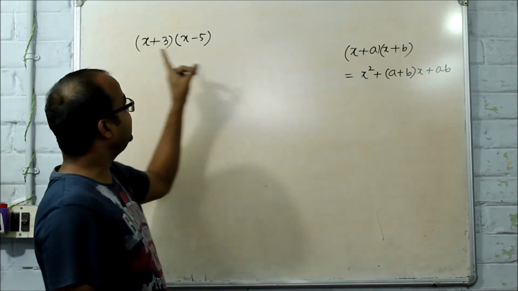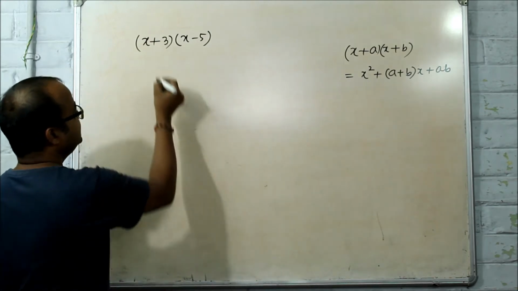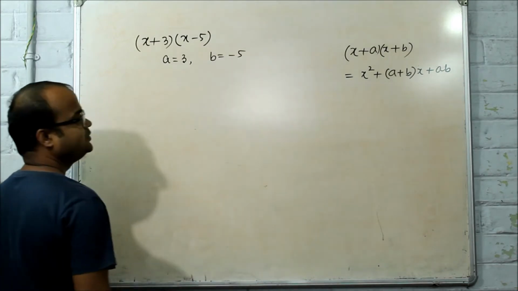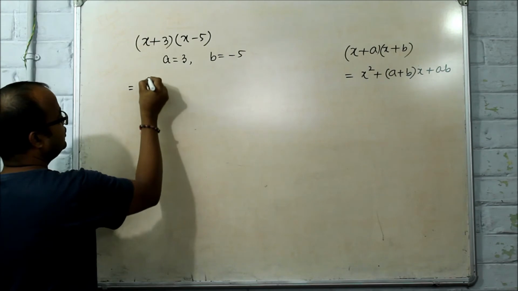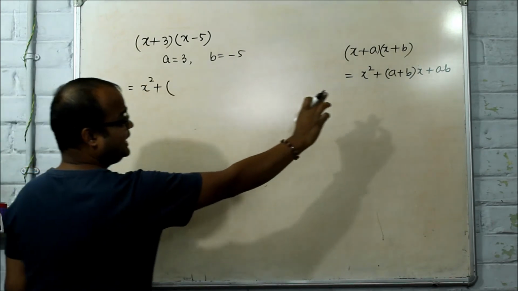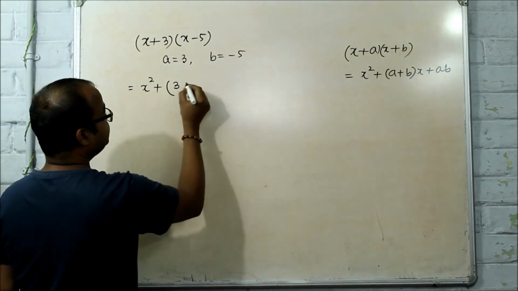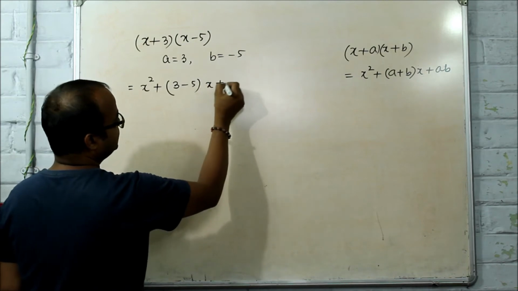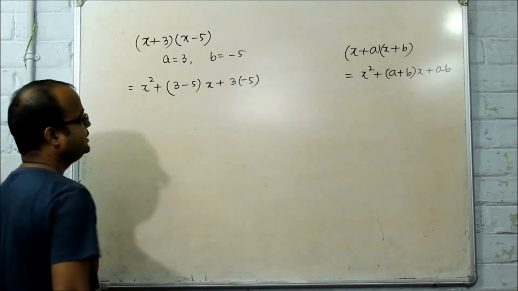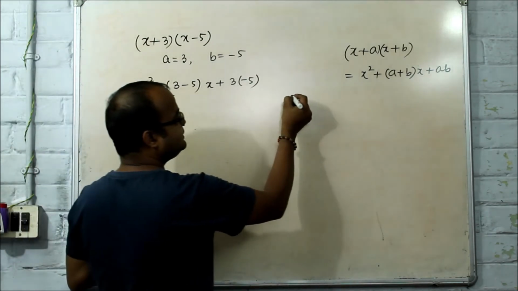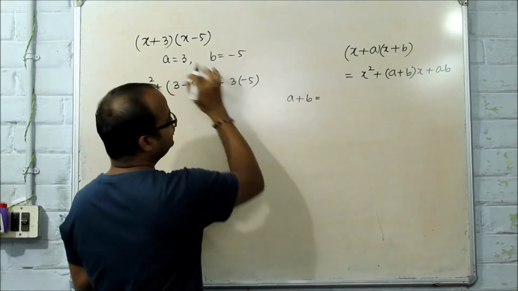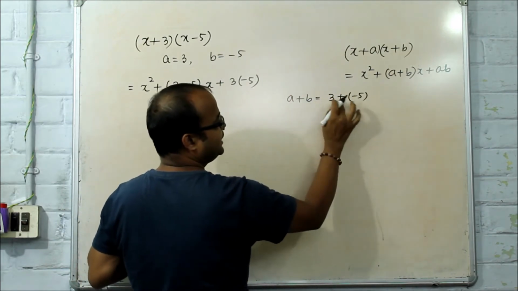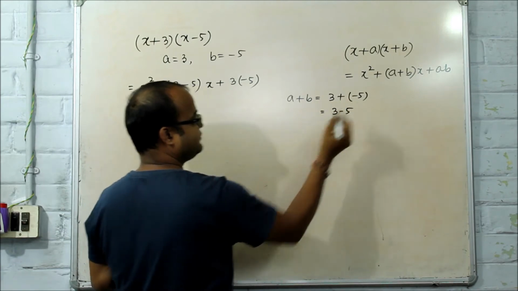Now if you compare our sum with this identity, then a is equal to 3 and b is equal to minus 5. So we write, therefore this is equal to x square plus (a + b), that is 3 plus of minus, so it will be minus 5, x plus 3 into minus 5. This part I am again explaining, this is a plus b. So a is equal to 3 plus b is equal to minus 5. So plus minus minus, so this is equal to 3 minus 5.